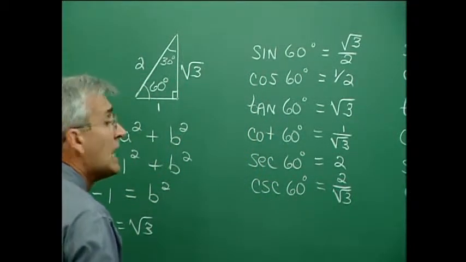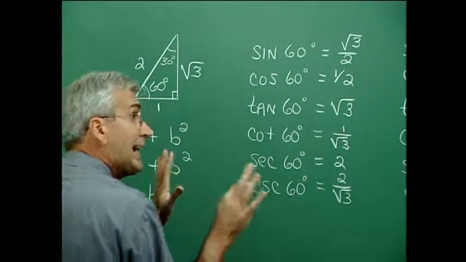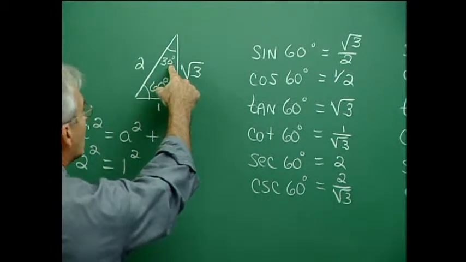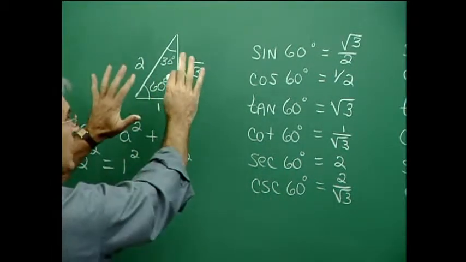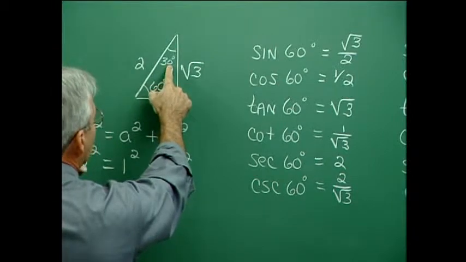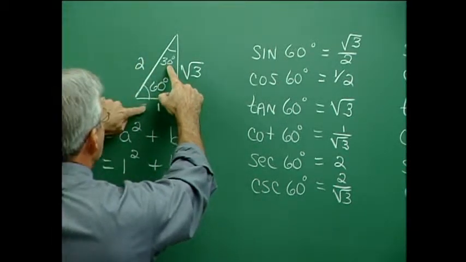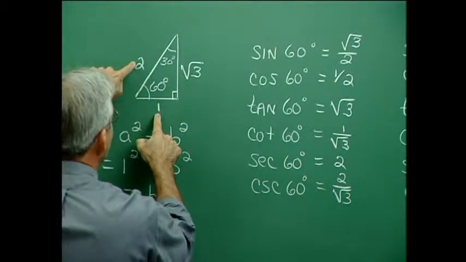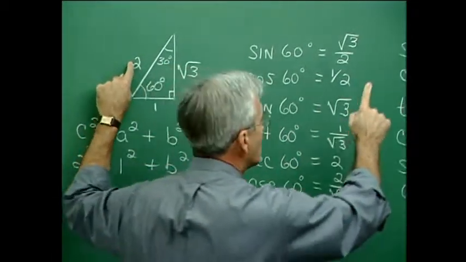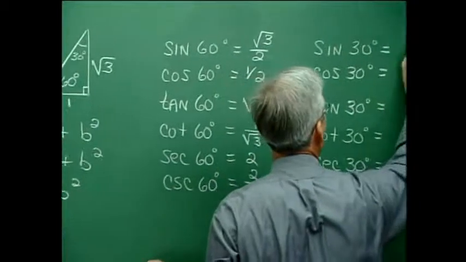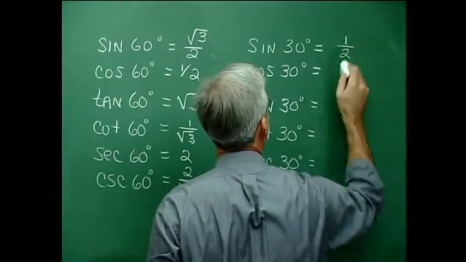Okay. Now let's look at the perspective of the 30-degree angle. We want our trig ratios involving this 30-degree angle. And for sine, it's opposite over hypotenuse. Well, that's 1 over 2. So let's put that in up here. The sine of 30 degrees then is 1 over 2, 1/2.